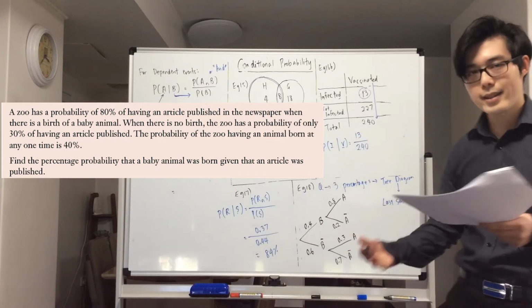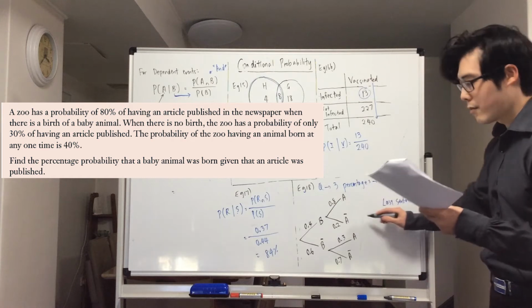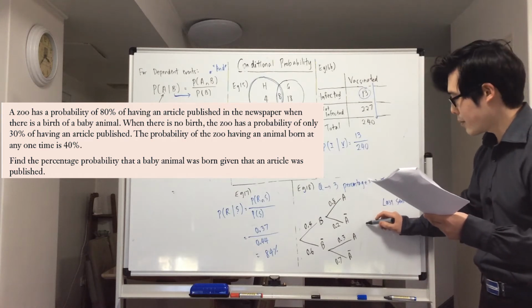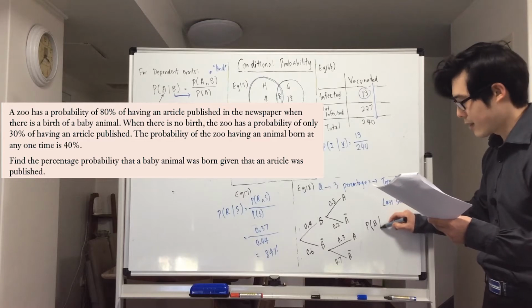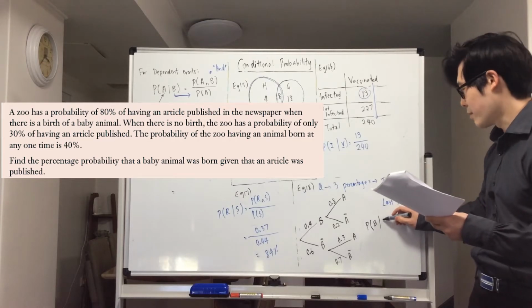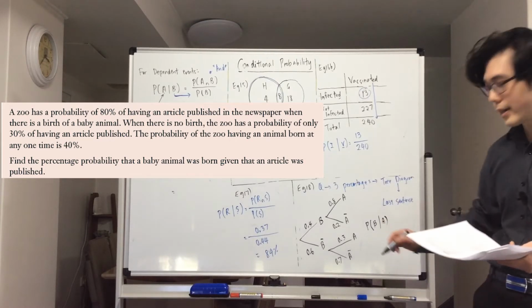So once you've set that up, let's have a look at the question now. Find the probability that a baby animal was born. So baby animal was born, B, given that an article was published. So that would be the question here, all right?